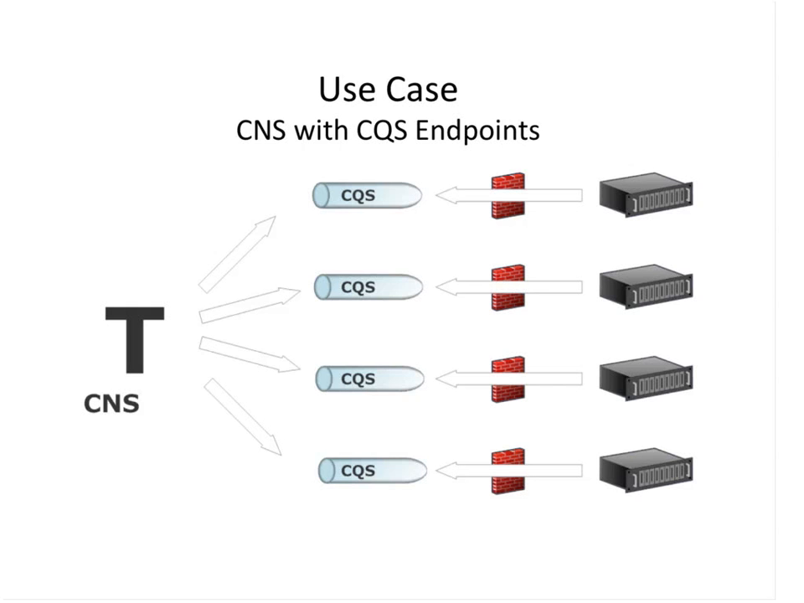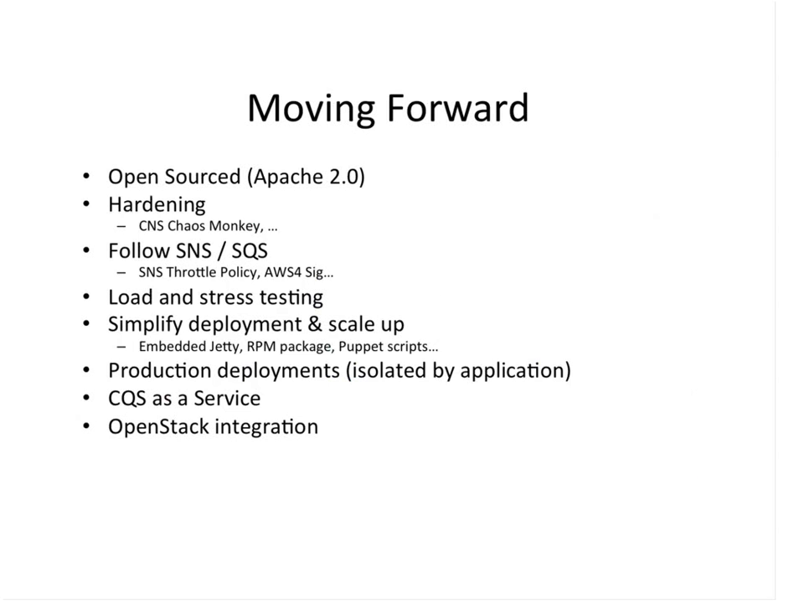So in this example here, we have one dedicated queue per set-top box in our data center. The topic publishes messages into that queue, and then the set-top box can go out and pull data from that queue. By doing that, we can circumvent that problem of having a firewall in the middle. So that is a nice use case for seeing how CNS and CQS can play well together. And I just thought that was a nice example.